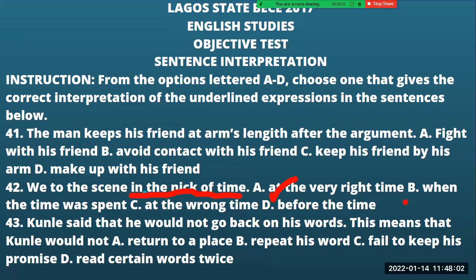B, when the time was spent, no. C, at the wrong time, no. D, before the time, no. Okay.